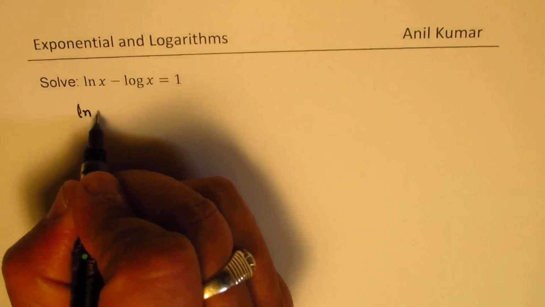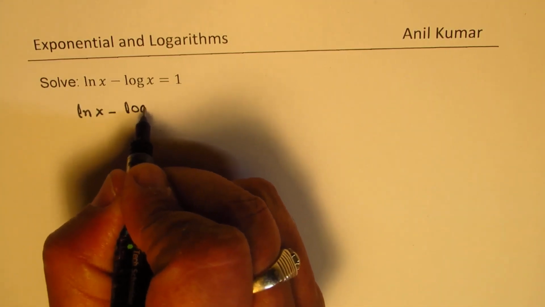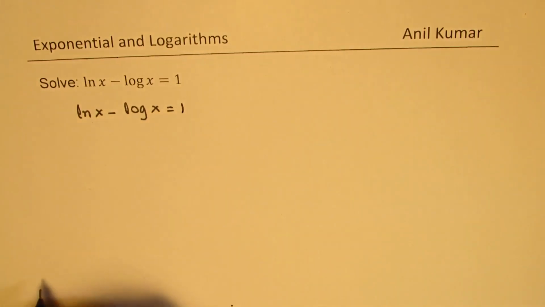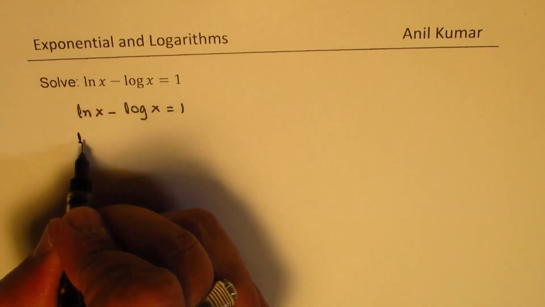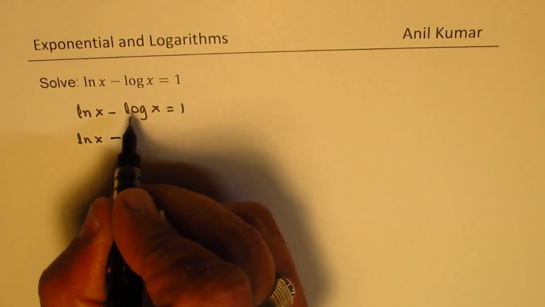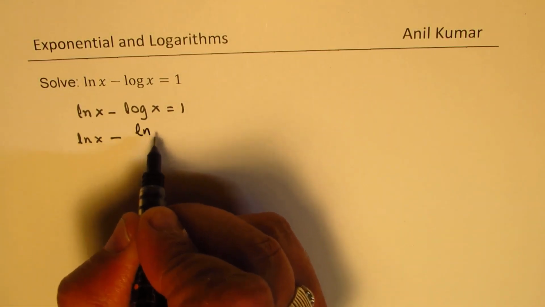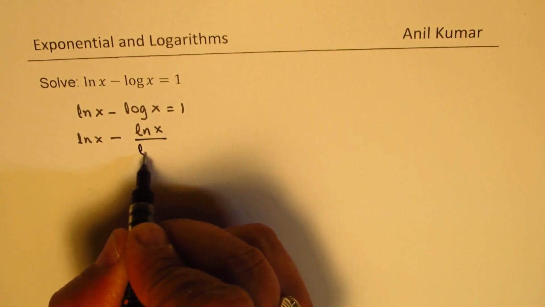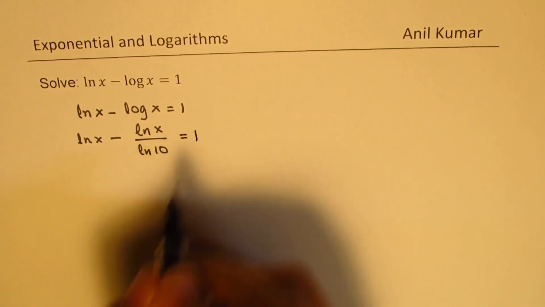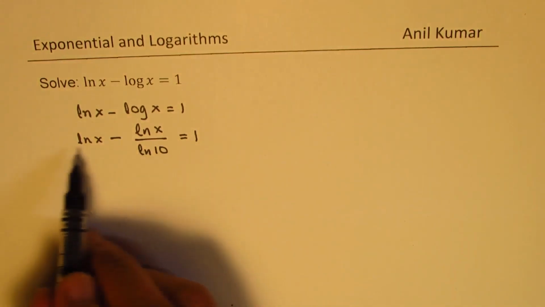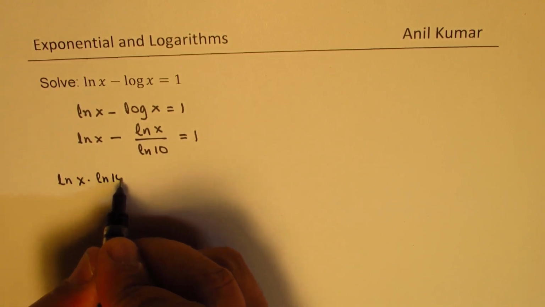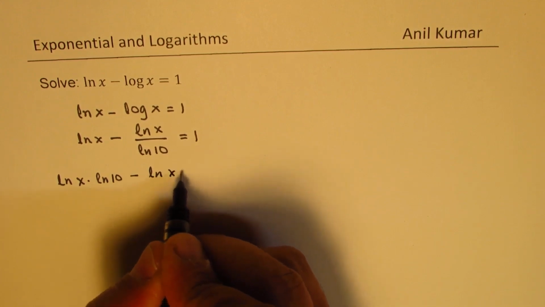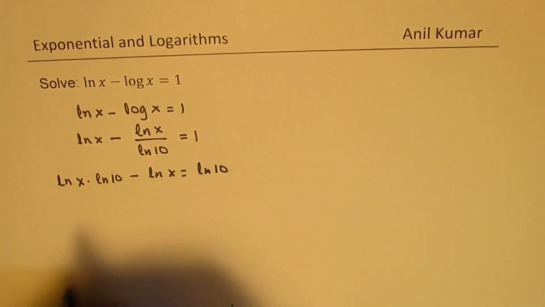So we are given that ln x minus log x is equal to 1. So let's change the base to, let us say, ln, right? Changing the base to ln, we get ln x minus ln x over ln 10 equals 1. Now multiplying by ln 10, we get ln x times ln 10 minus ln x equals ln 10, right?